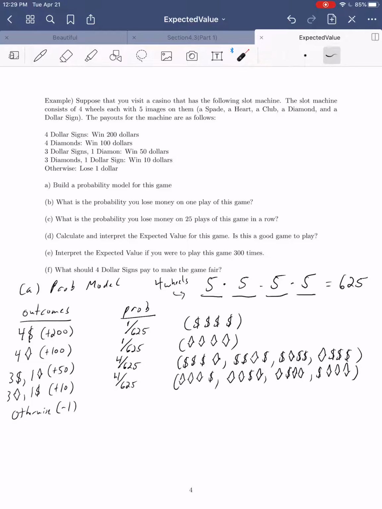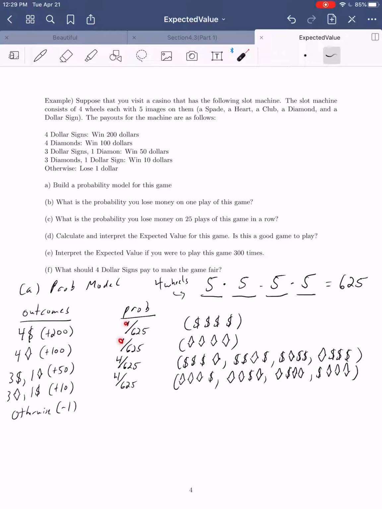Now, as we know, these are all pretty specific types of things. Losing can mean lots of things. It's anything that isn't one of these. So to get this probability, we'll need to just take whatever is left over. Because if you remember, this has to be a probability model, meaning that these probabilities need to sum up to exactly 1.